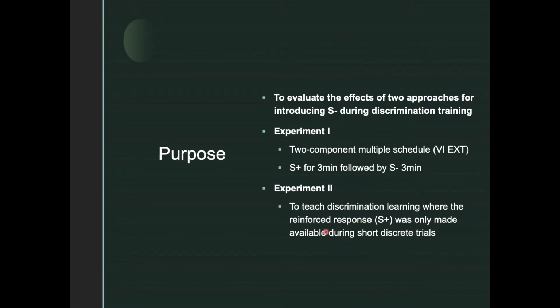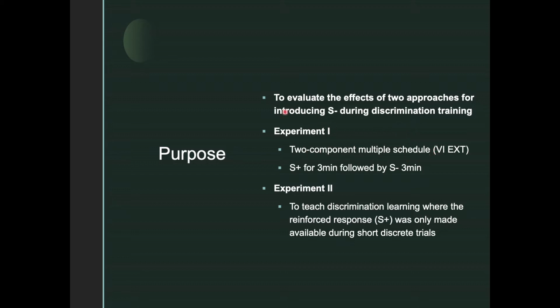So we set up two experiments, basically to evaluate different approaches to introducing the S minus during discrimination training. In experiment 1, he used a 2-component multiple schedule. So you should know a multiple schedule is a complex schedule with 2 or more components, each signaled by unique stimuli. So in this case, it's a red light and a green light.